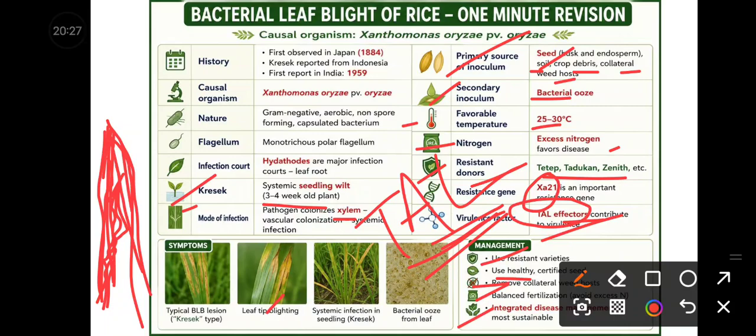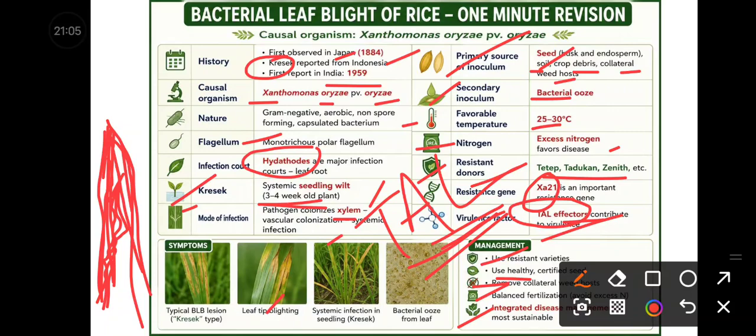Let's revise once again. First observed in Japan, the most important and damaging phase is the crescent phase. It occurs in the seedling stage of 3 to 4 week old plants. First reported in Indonesia, and first reported in India in 1959. Causal organism Xanthomonas oryzae pv. oryzae. The bacterium is gram-negative, aerobic, non-spore-forming and encapsulated. It has a single polar flagellum, known as monotrichous. It enters through hydathodes, then colonizes xylem tissue, causing systemic infection and systemic wilting.